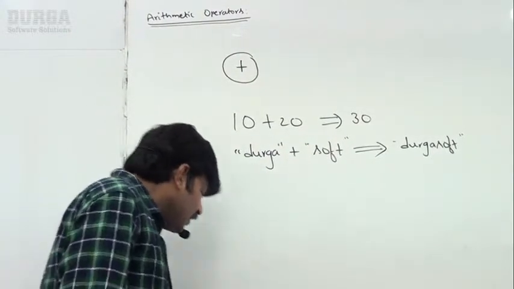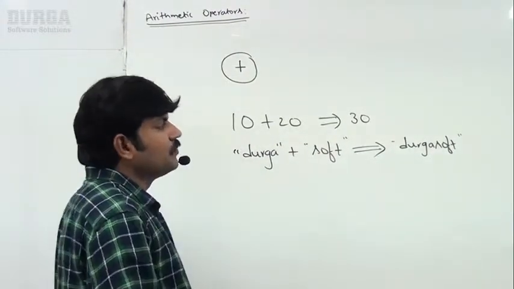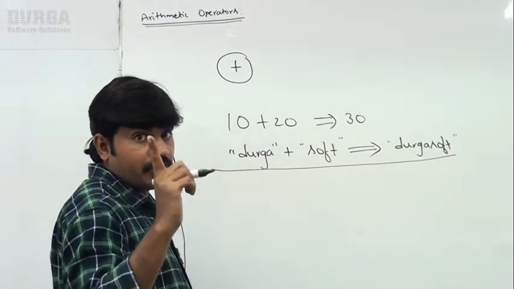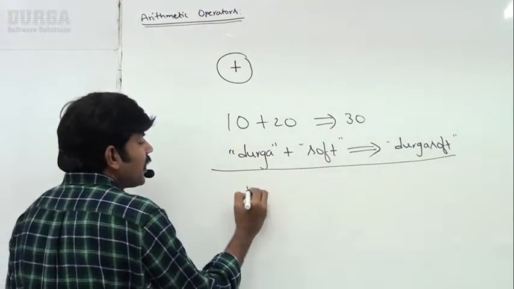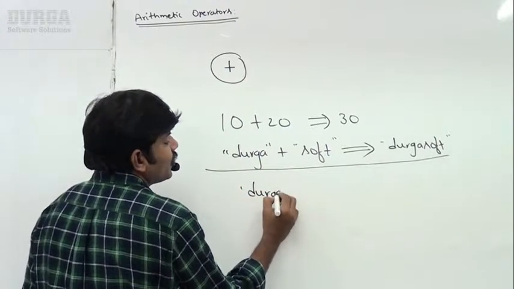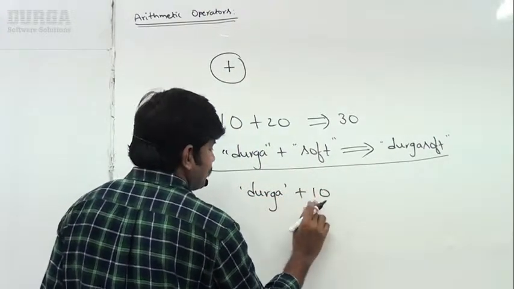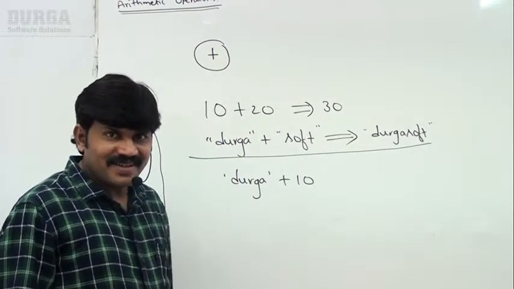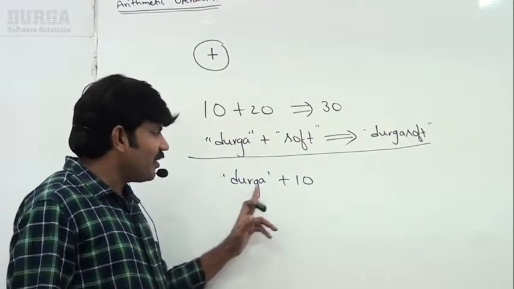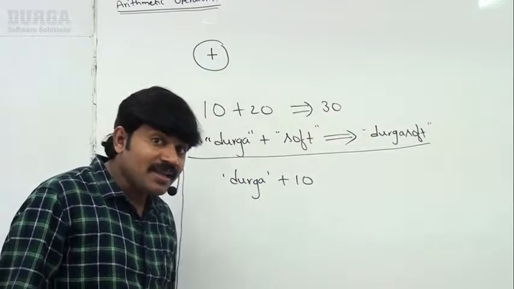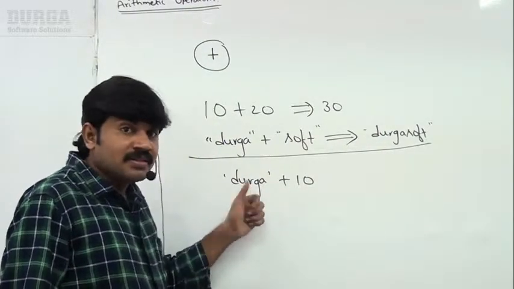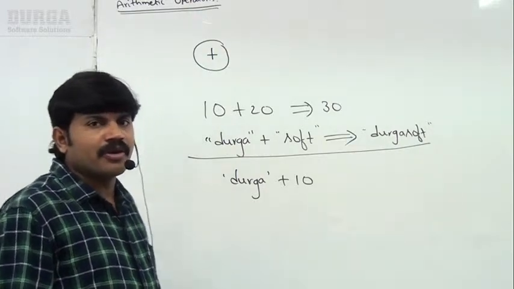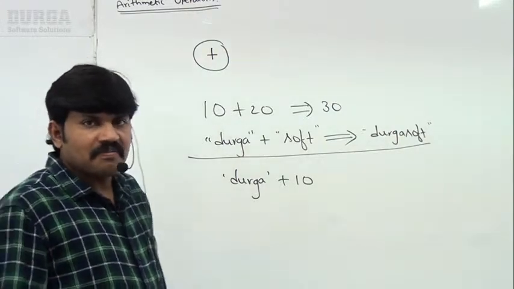Okay, well, here I have one small doubt. Can you please clarify this doubt, sir? Observe very carefully. You have to tell the answer. Sir, I'm taking Durga plus 10. What is the answer we are going to get? Durga plus 10: one is a string object, the second one is just an int value. Can you please confirm what output you are going to get? Durga plus 10.